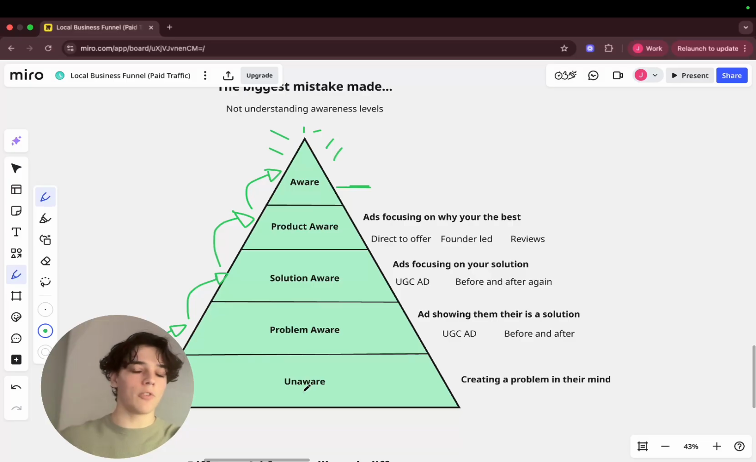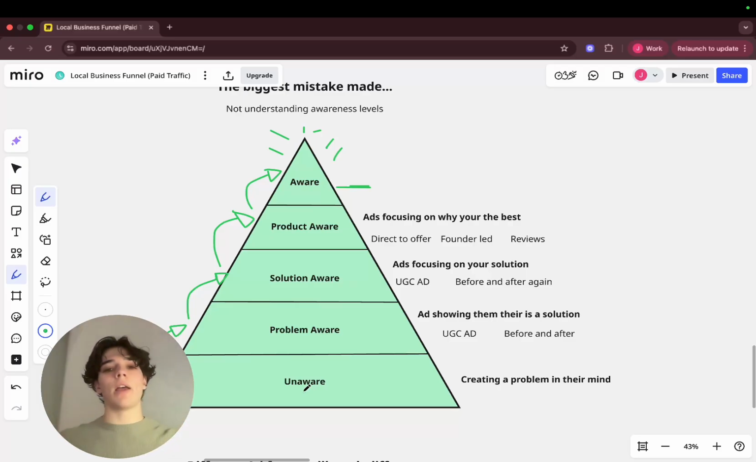So before and afters, UGCs, client reviews, all this sort of thing. And then you can make a direct offer once they're product aware. You can make founder-led reviews, all the same thing, but with different wording, taking them from each step. So taking them from unaware to aware. That's the goal here. And different ad forms will work for different stages of awareness.